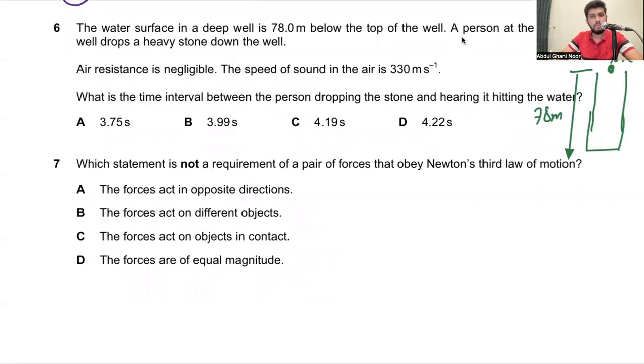s is equal to ut plus half at squared. Hence, s, which is displacement, which is 78, is equal to initial velocity 0 plus half into 9.81 into t squared.